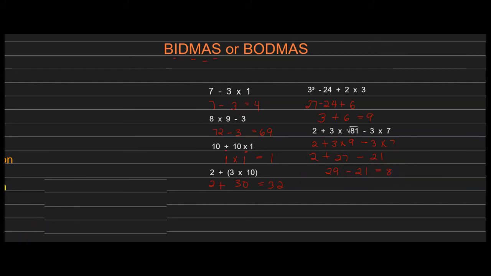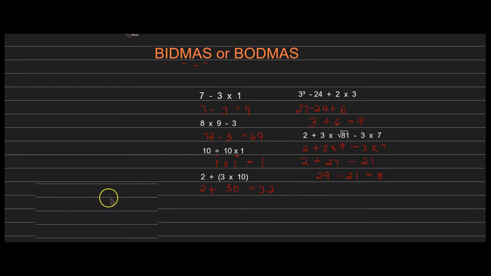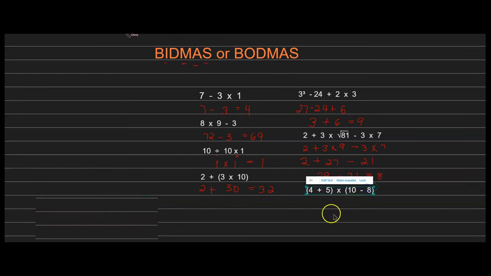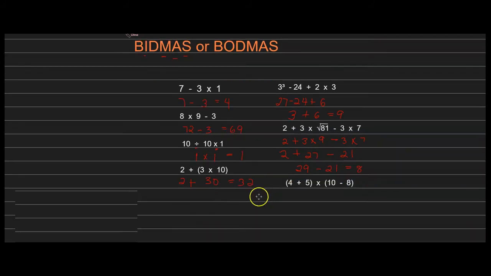That's our answer. Our next example is this one. We have 4 plus 5 in brackets, times open bracket 10 minus 8 close bracket. We've got brackets, and the brackets are the first thing that you should be doing. Then you have multiplication and another set of brackets. So 4 plus 5 is 9. Just copy the times and do the next brackets. 10 minus 8 is 2. So 9 times 2 will give you 18.